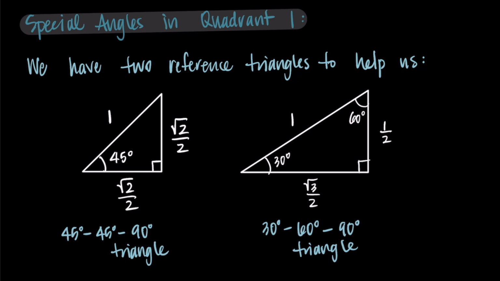Again, you might see this triangle written as a similar triangle where everything is multiplied by 2. So the hypotenuse would be 2, the length across from 30 degrees would be 1, and the length across from 60 degrees would be square root of 3. It's really up to preference which one you use, and it doesn't matter because we're always using the ratios of sides, so we can look at similar triangles.